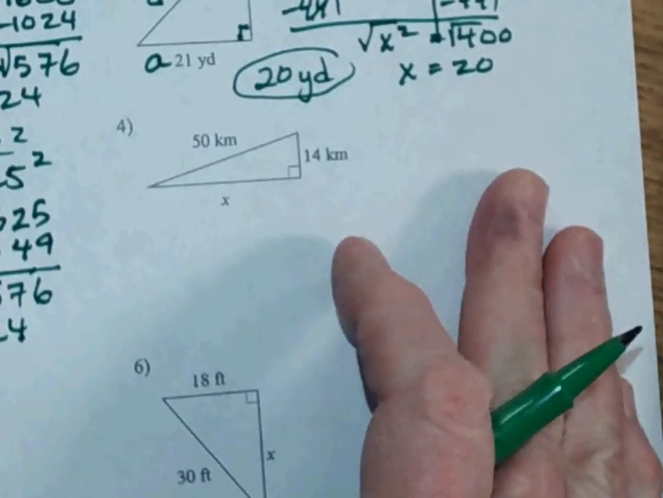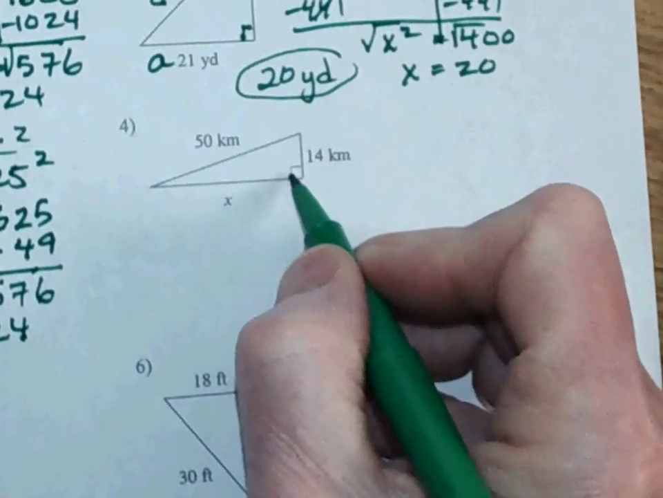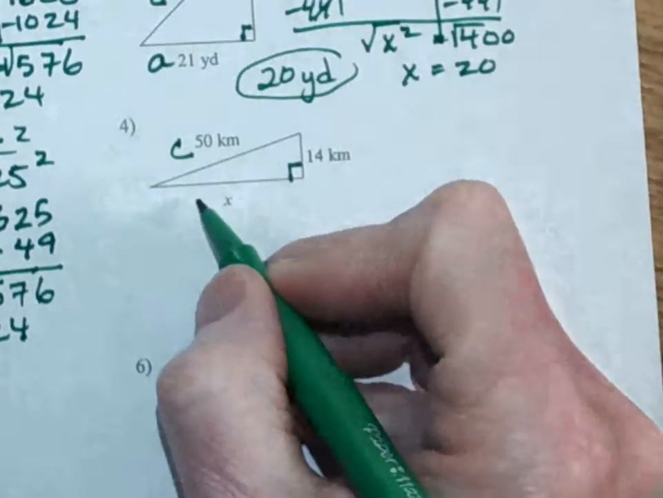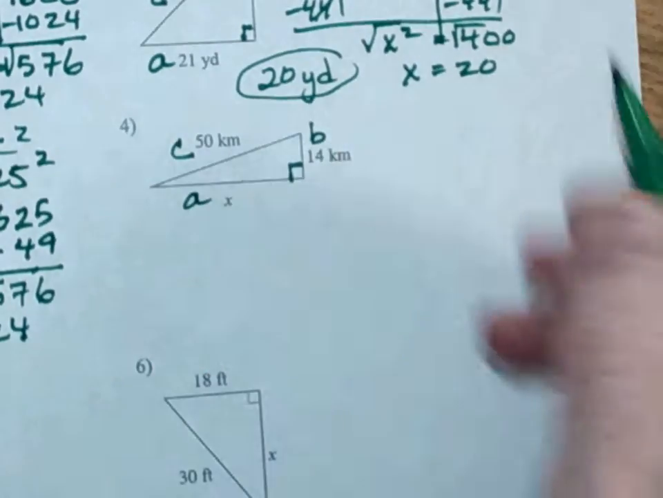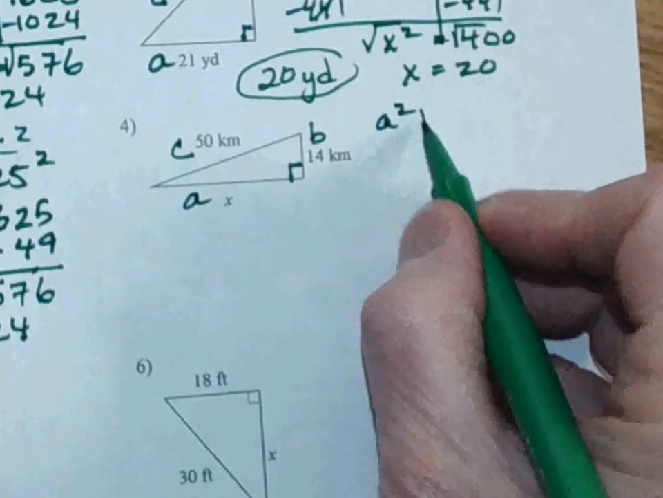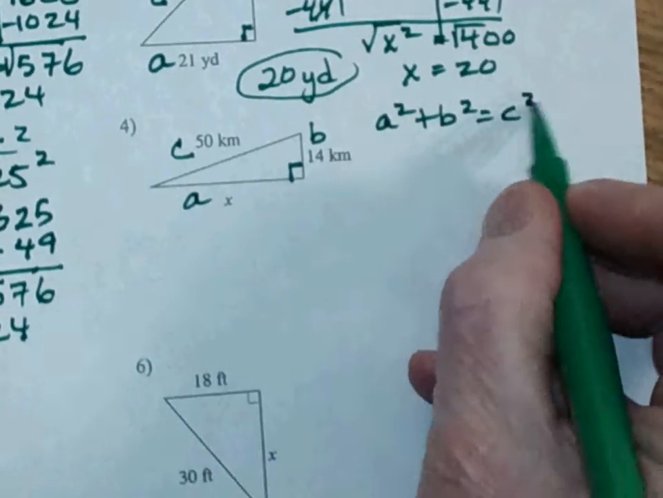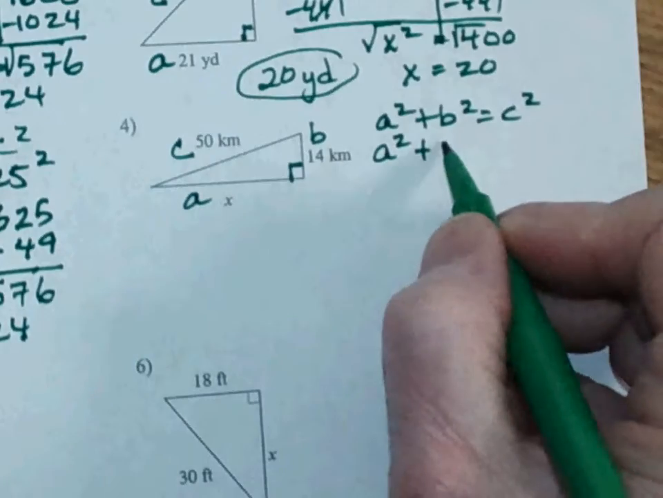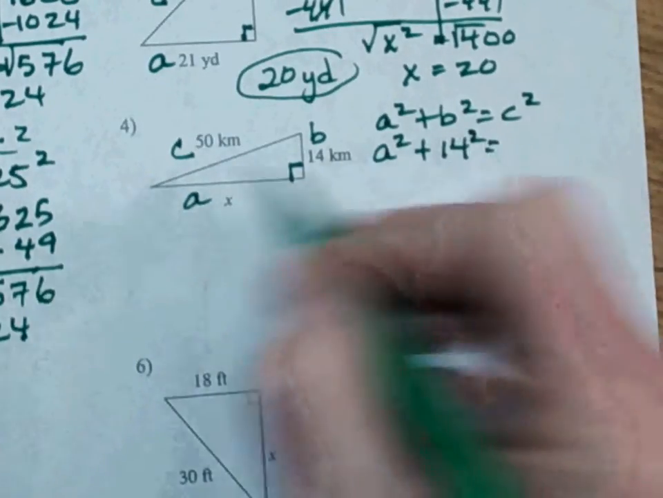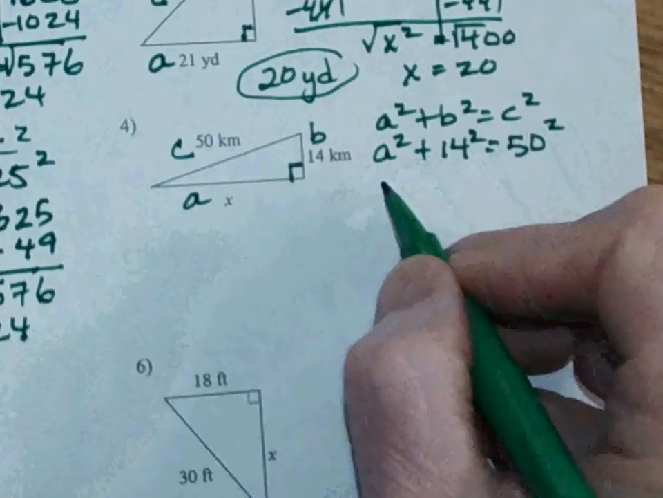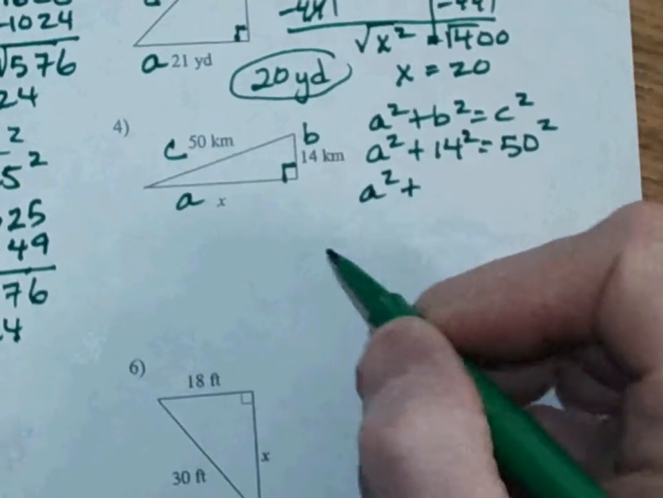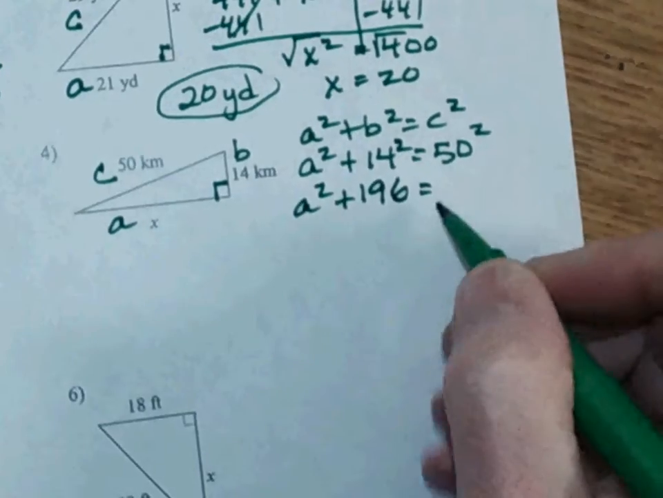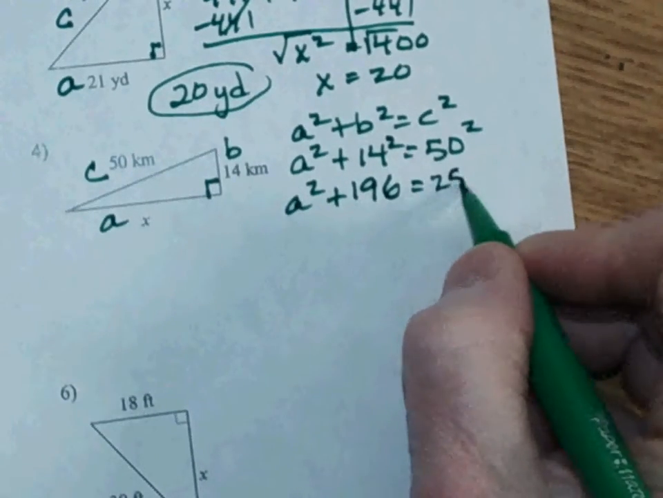Over here, first I like to identify my hypotenuse. It's the side opposite the right angle. And then I have A and B. So I have A squared plus B squared equals C squared. A, I will just leave it as an A this time. B, 14. And C is 50. I square that. B squared, 14 times 14 is 196. 50 times 50 is 25 with 2 zeros.